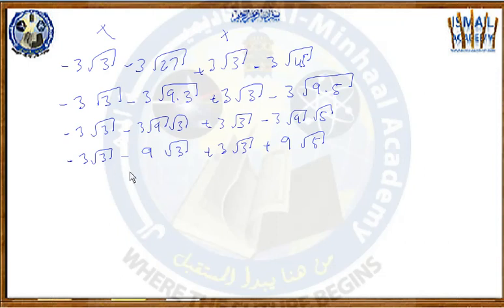So now what do you do? This and this cancel out. And what's left is minus 9 square root of 3 plus 9 square root of 5. And that's my final answer. Is that clear? Any questions? Don't say yes, yes, yes on the test. You're going to struggle. Alright?